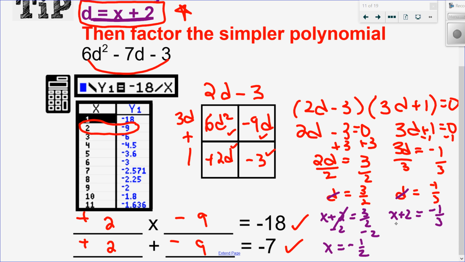And then over here, I'm just going to subtract 2 from both sides. So I get negative 1/3, take away 2. That's negative 2.3 repeating, and I'll change that back into a fraction and say that it's negative 7/3. So my final solution is for x, not for d. So this would be my final solution.